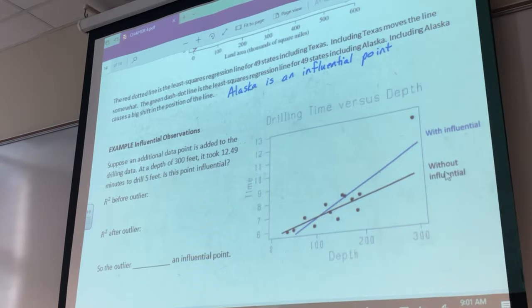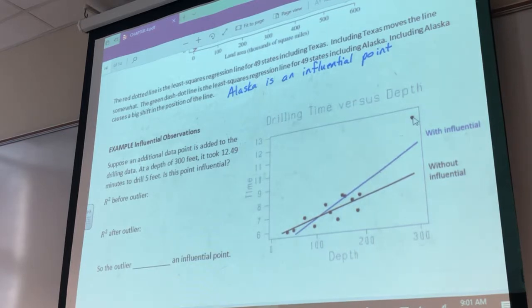So we've got another one here. They started at a depth of 300 feet, which is a lot deeper than all the other ones were. Then they said it took 12.49 minutes to drill 5 feet, and they ask if it's influential. So they have this graph over here. Here's our least squares regression line in black. For what we did before, we graphed that on our calculator. But now it looks a little different, because our units go further out, because we have to have this 300.